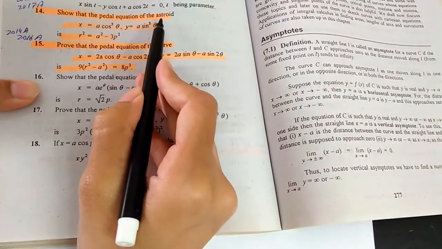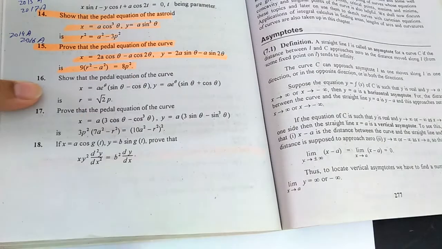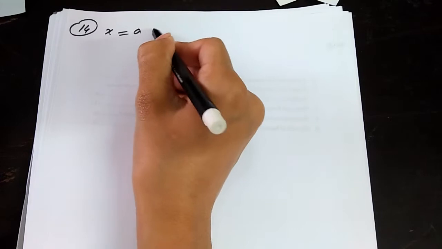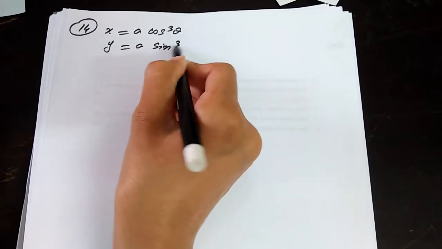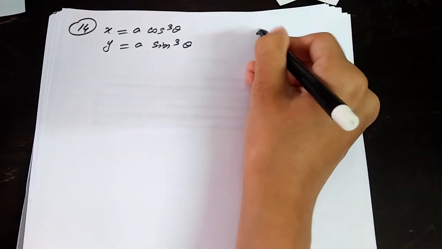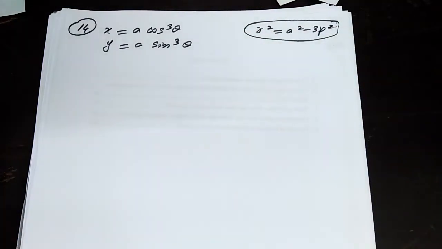Now question number 14. In question number 14, we have to show that the pedal equation of the asteroid is r square equals a square minus 3p square. The parametric equations given are, and we have to show that r square is equal to a square minus 3p square. We have to show this one.